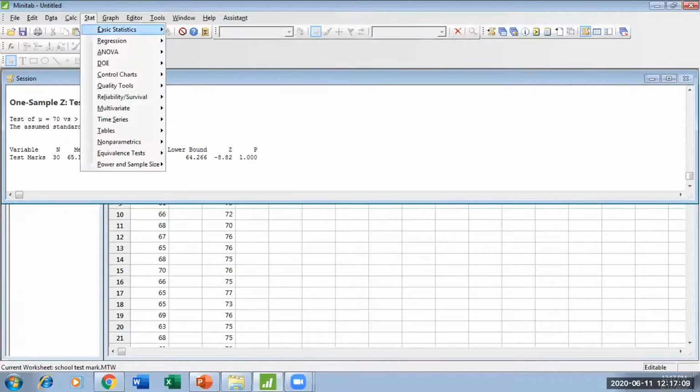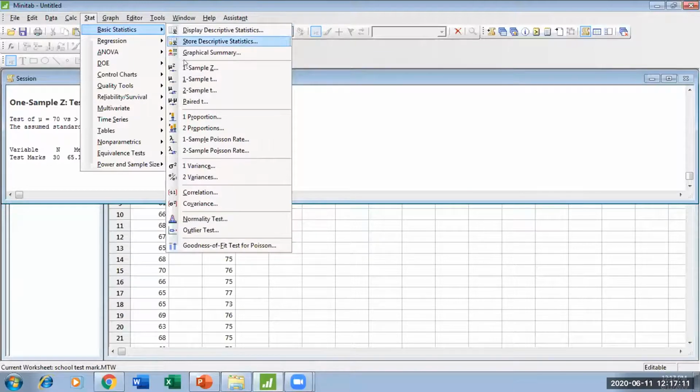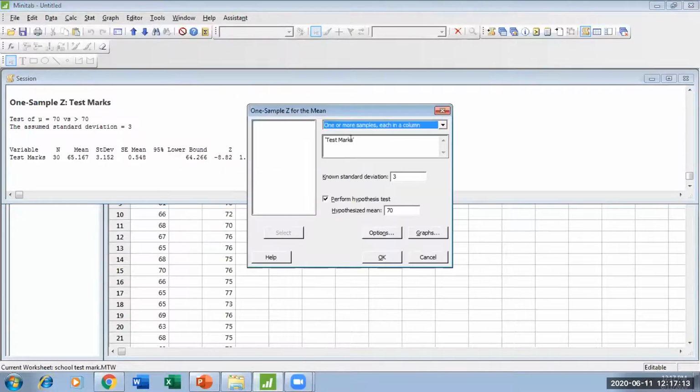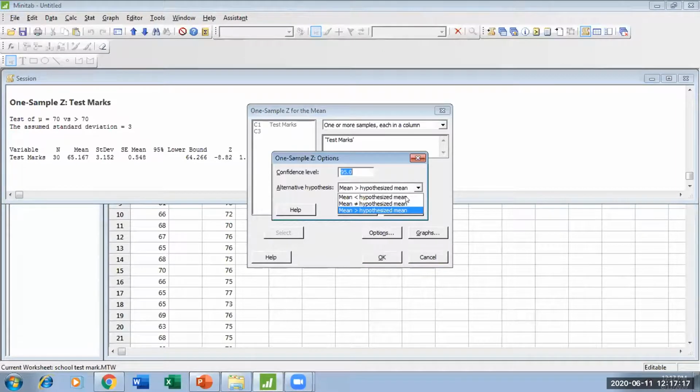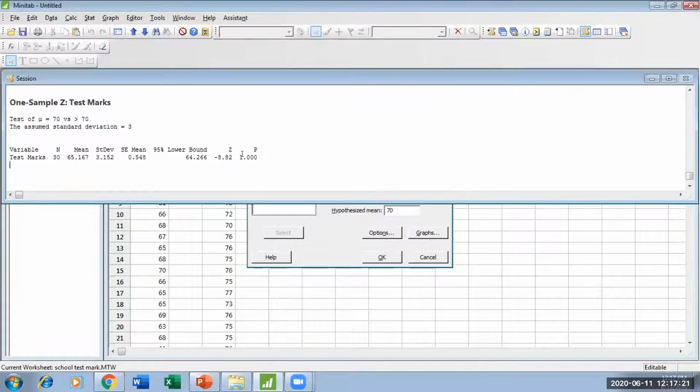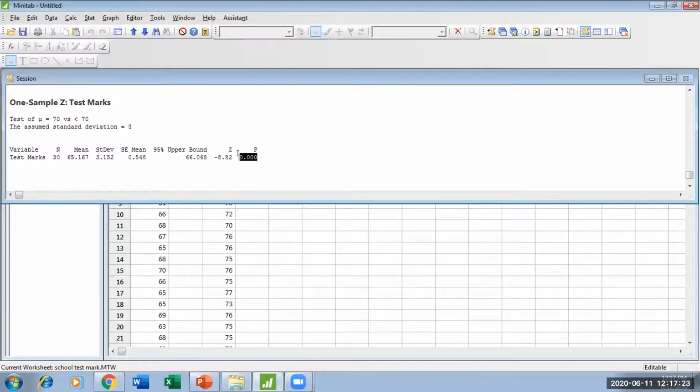Left-tailed test. Stat, Basic Statistics, One Sample Z Test. Everything is filled as usual. Only thing is the alternate I am just changing. Is now less than. I give OK. Once again, I give OK. Now, once again, my p-value becomes 0, closer to 0.